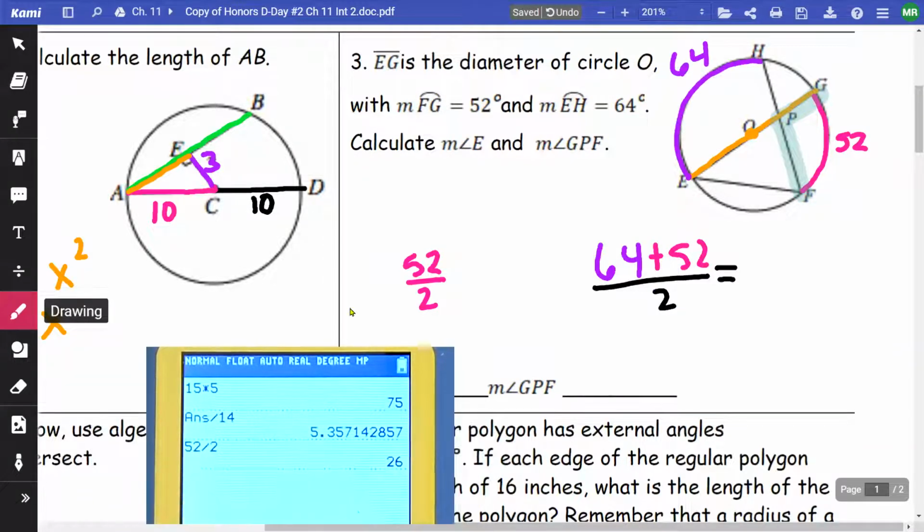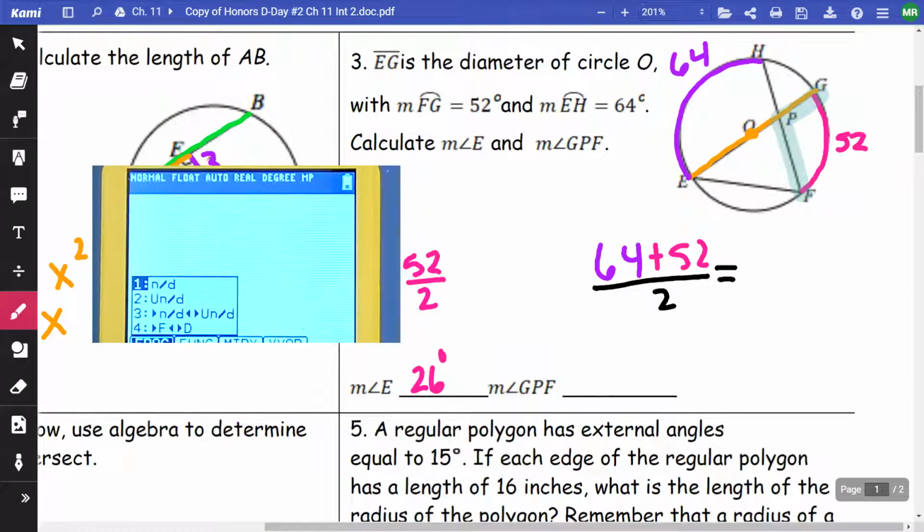So when I'm doing this, let me move this up here. Okay, 64 plus 52 divided by 2, I end up with 58. So this is going to be 58 degrees.